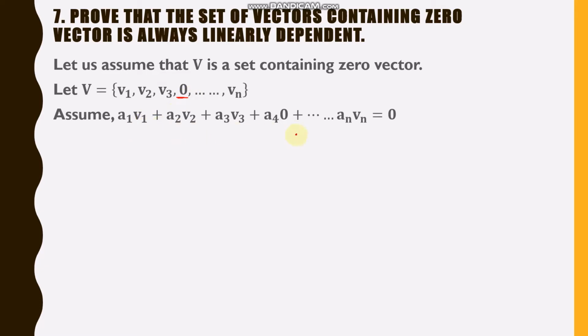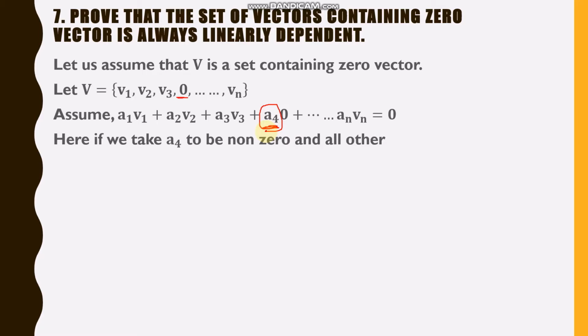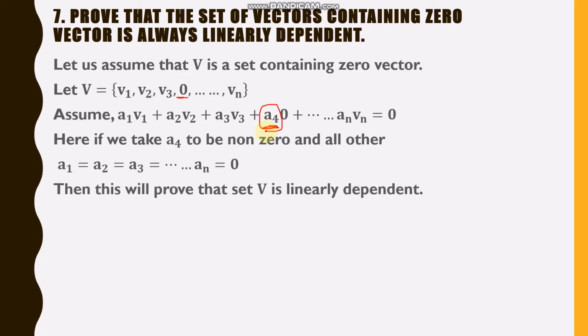So if we take the linear combination of these vectors and put it equal to 0, and we take A1, A2, A3 to be all 0 and A4, the coefficient of the zero vector, to be non-zero, then this linear combination gives us the answer 0. But there is one non-zero coefficient. So if we take A4 to be non-zero and all others to be 0, these vectors become linearly dependent. So a set of vectors containing the 0 vector is always linearly dependent. This proves the set V is linearly dependent.